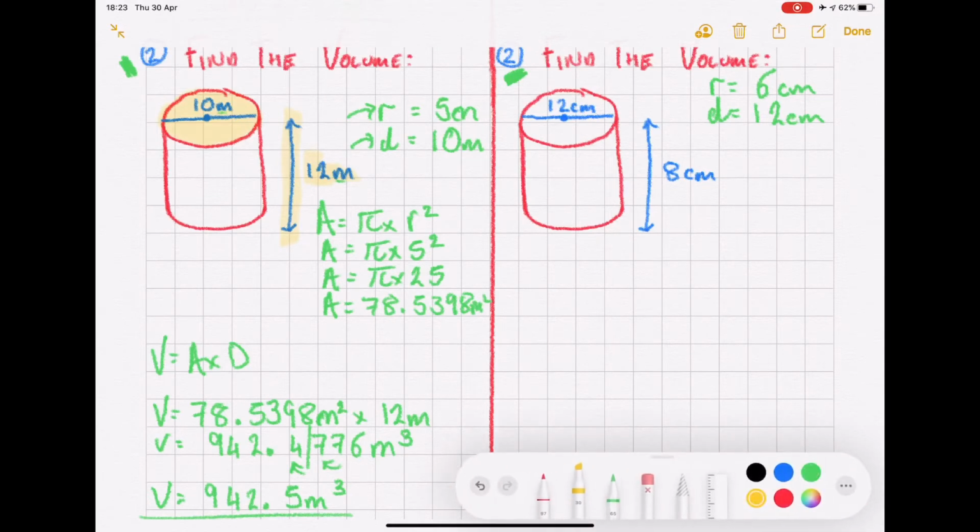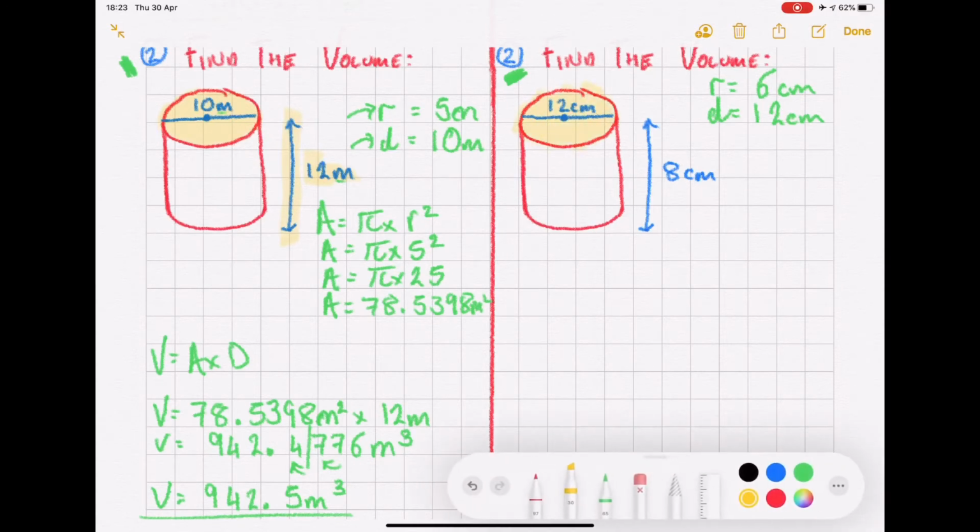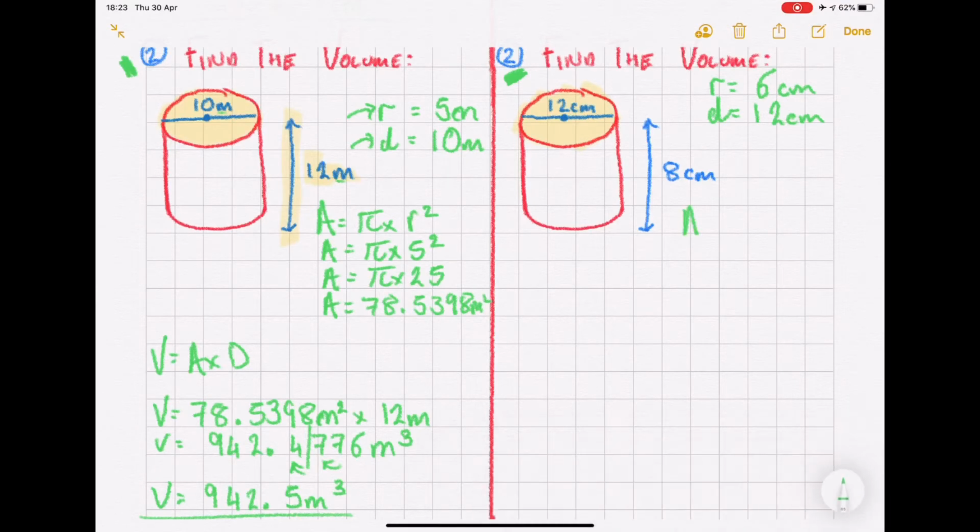So let's find the area of the cross section, which is this circle. And how do we find the area of a circle? Well, area equals pi times r squared. If we substitute in our r value, area equals pi times 6 squared. Area equals pi times 36. Let's type that into our calculator. Pi times 36 gives us 113.0973 centimetres squared.